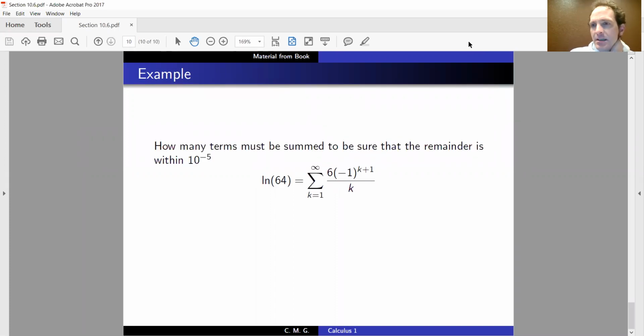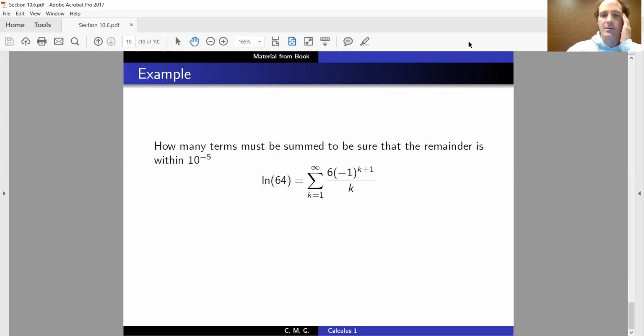All right. So the last example I want to do here is this idea of the remainder. So what I have here is a series, and I tell you the value of the series is natural log of 64. You don't have to know the value of the series to do this test, but it's nice to see that this series does converge to natural log of 64. That's kind of cool, right? It's weird that this converges to something so nice, but that's what it is.